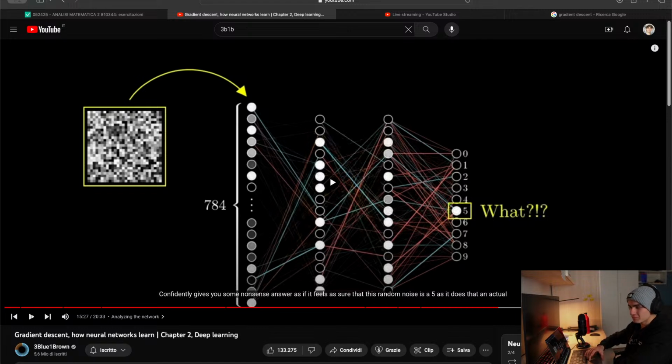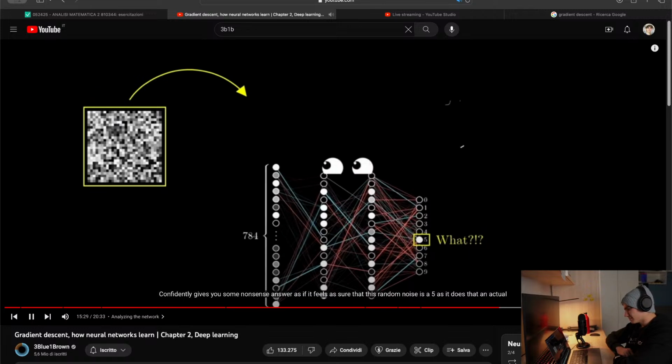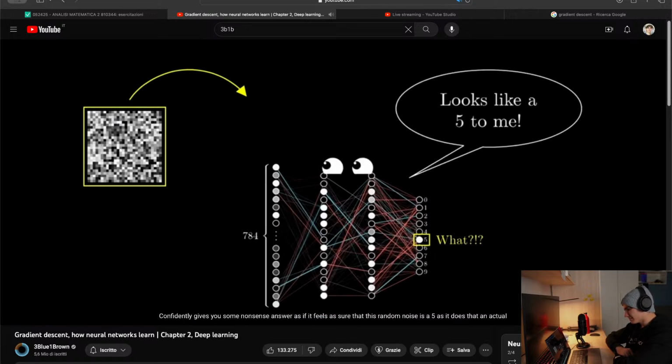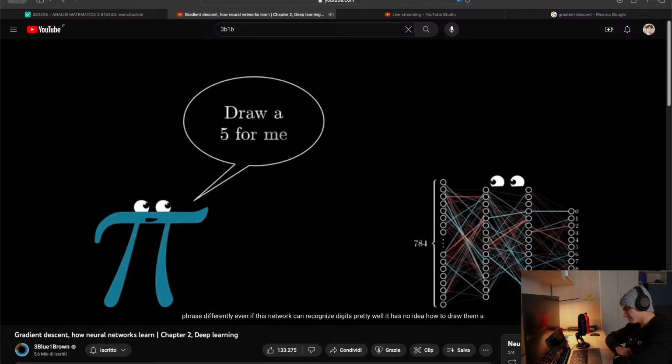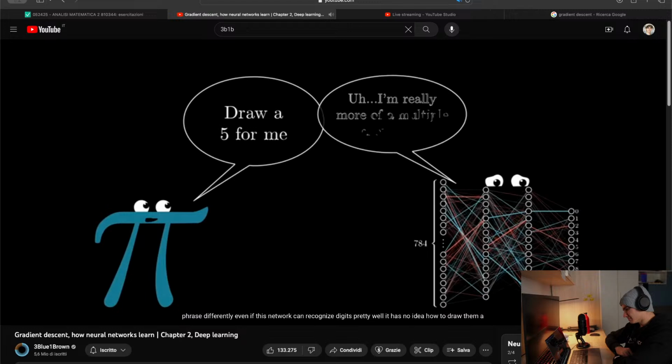As if it feels as sure that this random noise is a 5 as it does that an actual image of a 5 is a 5. Phrased differently, even if this network can recognize digits pretty well, it has no idea how to draw them.